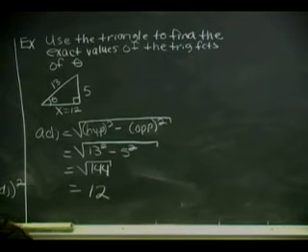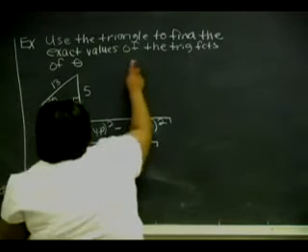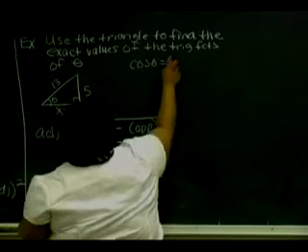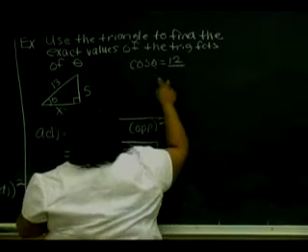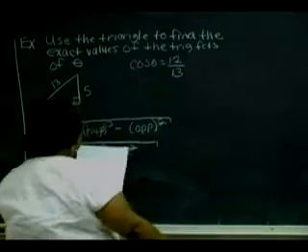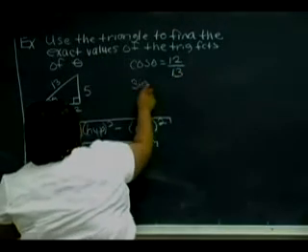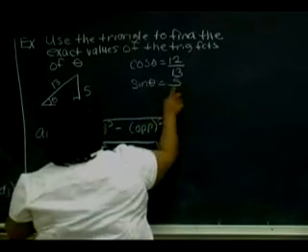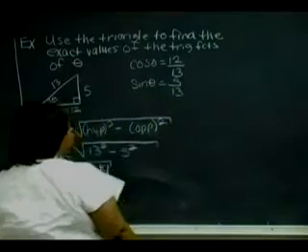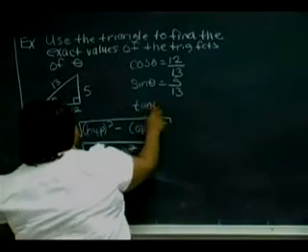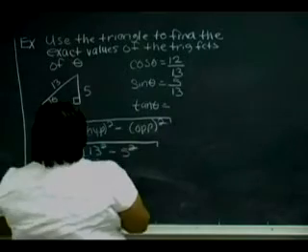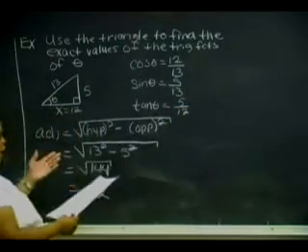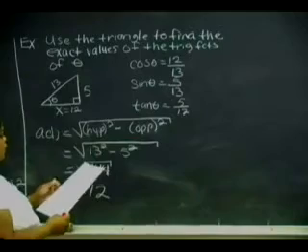So now that I know my opposite, adjacent, hypotenuse, I can go about finding the values of these trigonometric functions. So cosine theta is defined to be what? Adjacent over hypotenuse, 12 over 13. Sine theta. Sine is defined to be opposite over what? Hypotenuse. Tangent theta is what? Opposite over adjacent.